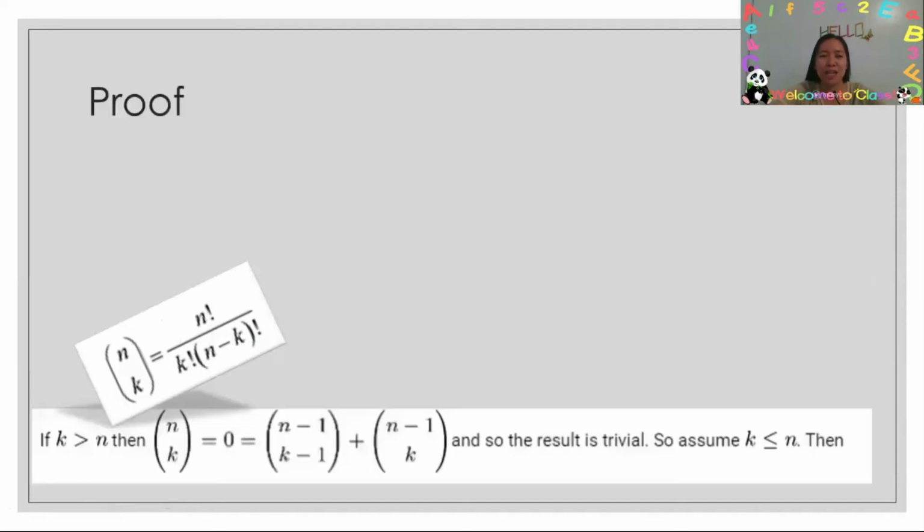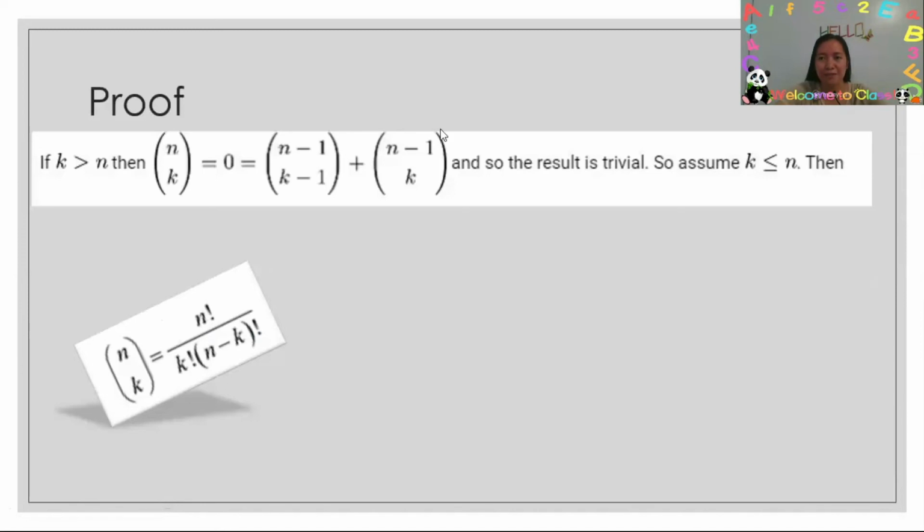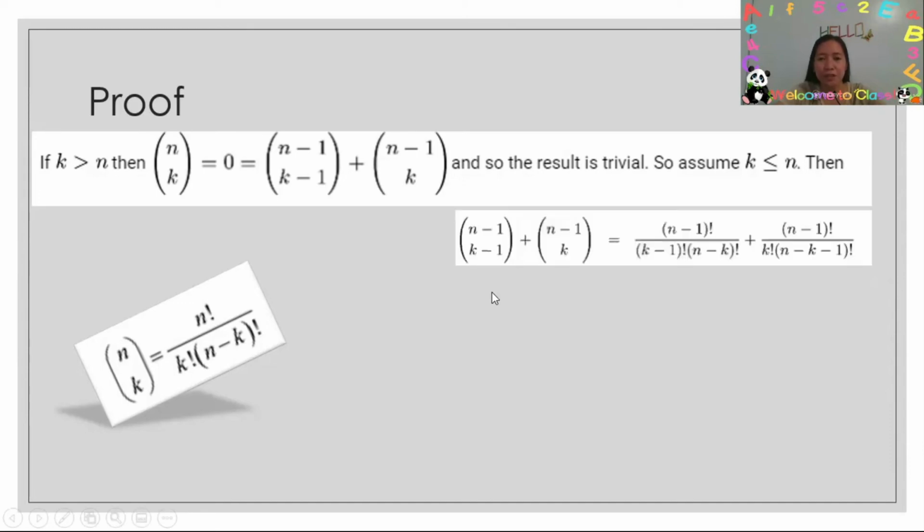So here's the proof that we have. If k is greater than n, then our binomial coefficient n and k is equal to 0, which is equal to n minus 1, k minus 1 plus n minus 1, k. And so the result is trivial. So assume that k is less than or equal to n. Then n minus 1, k minus 1 plus n minus 1, k can be expressed in factorial form.